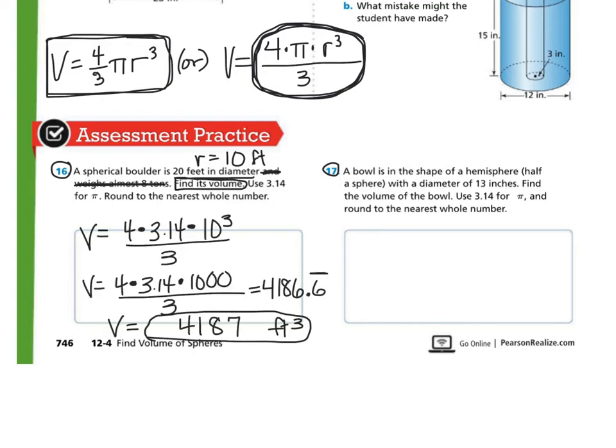When calculating, you end up with a repeating decimal answer. It does tell us to round to the nearest whole number after using 3.14 for pi. So as a whole number, we get about 4,187 cubic feet.